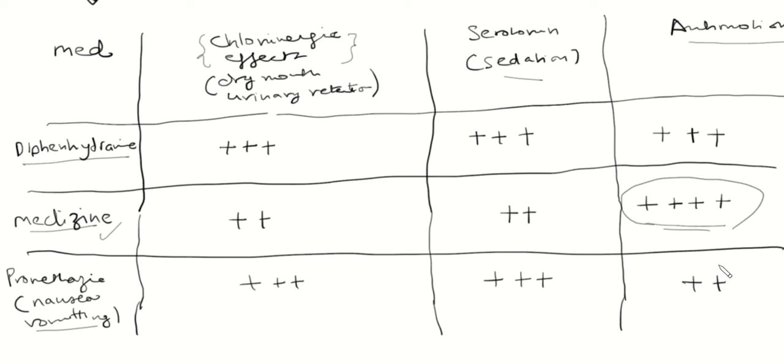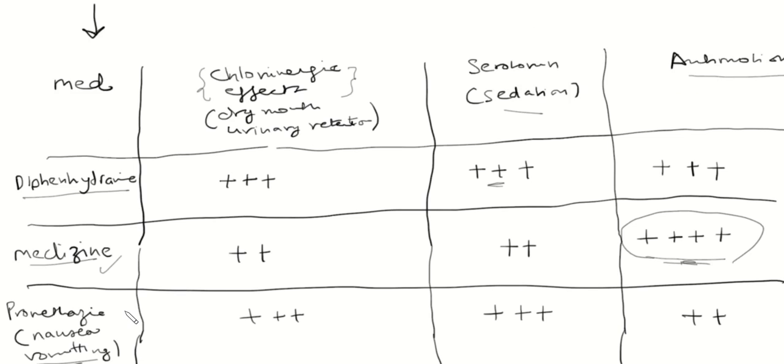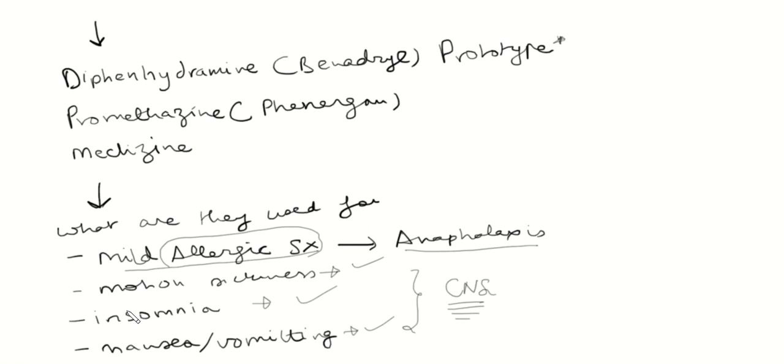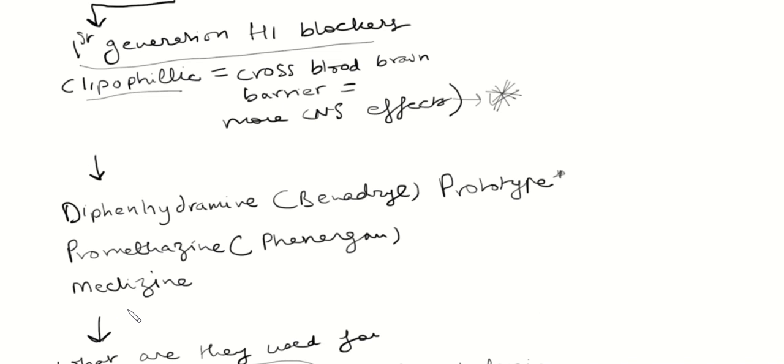And then promethazine, again, if you see, there's the cholinergic, serotonin, and anti-motion. So it's not as good for anti-motion, but it's used for nausea and vomiting. So it's one of the drugs that's used for nausea and vomiting. So again, these drugs are used for allergic symptoms, for sedation, meclizine is used for anti-motion, and promethazine is used for nausea and vomiting. So these are the uses. You guys know how they work, right?